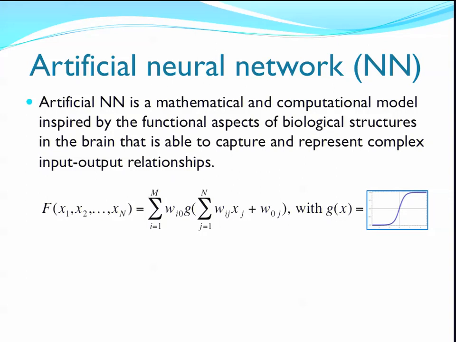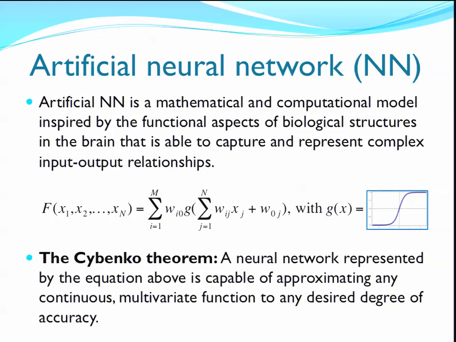So what is so interesting and unique about this function? This function actually is a universal approximator. It's been proven that a neural network represented by this equation can approximate any continuous multivariate function to any desired degree of accuracy.